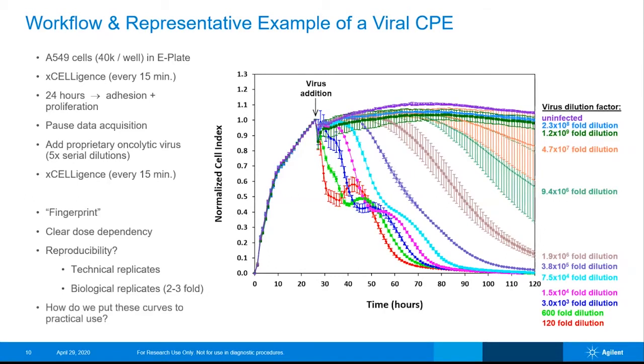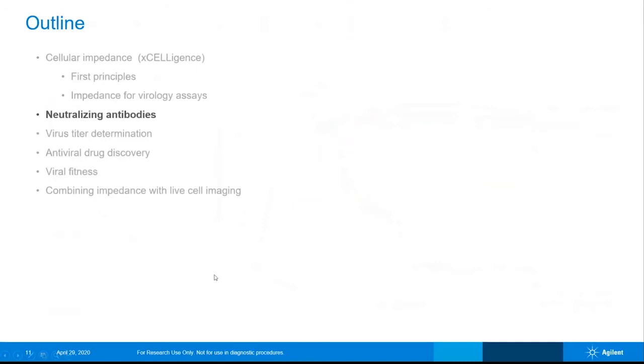So what I'd like to do now, having shown you a generic example of what these traces look like, is address the question of how we put these to practical use. And so we're going to look at 2 different examples relating to neutralizing antibodies.